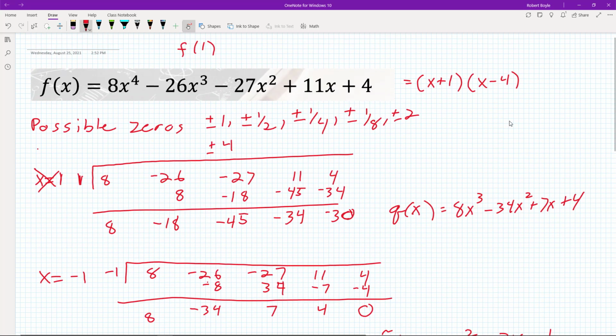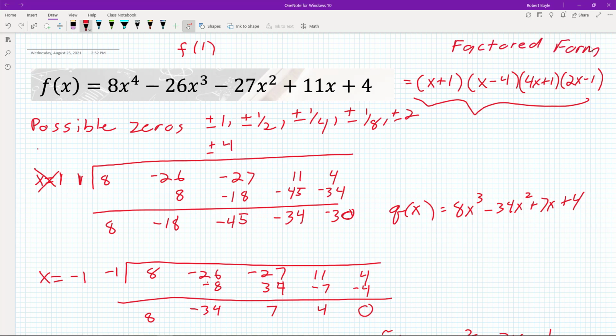So we can write this up here, if I remember what it is: x minus 4 times 4x plus 1 times 2x minus 1. And then this right here is the factored version of the polynomial. So this is the polynomial in standard form. This right here is the polynomial in factored form. And that is it for this particular example.